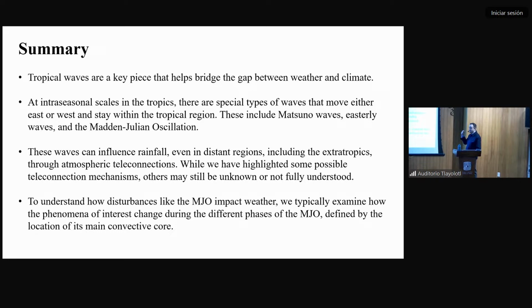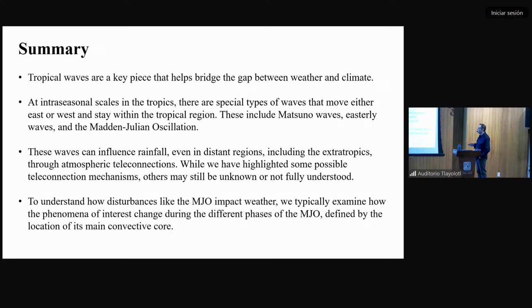There are waves that are produced, these intraseasonal oscillations, and these waves are trapped at the equator and move east or move to the west. These waves include the Matsuno waves, the Matsuno solutions, but also the easterly waves and the Madden-Julian oscillation, which is the dominant one in the intraseasonal variability in the tropics.